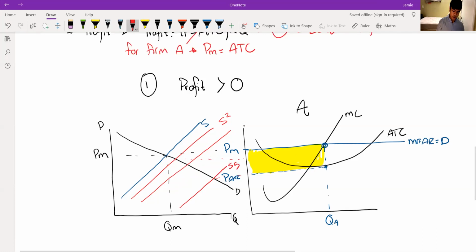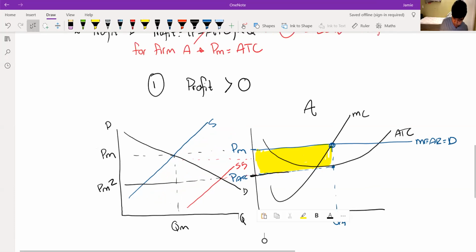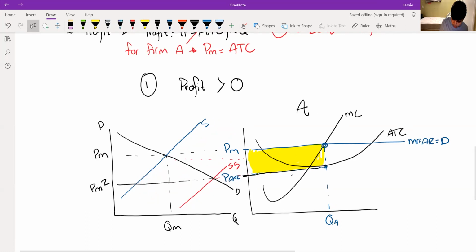And so at S5, this also corresponds to the new market price, PM2, which is right here. And so for this firm A, clearly they're not going to make any profit anymore, because the market price is equal to, see, if this is the market price, that is also the marginal revenue curve, which is equal to the average revenue curve, which is the demand curve.